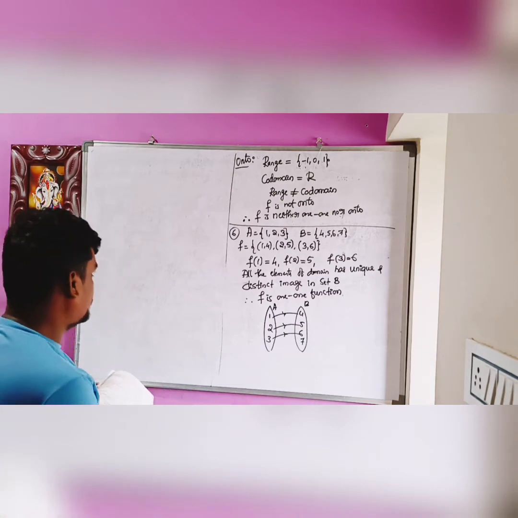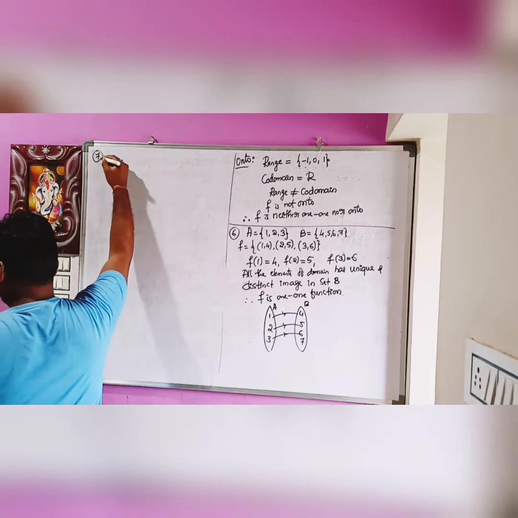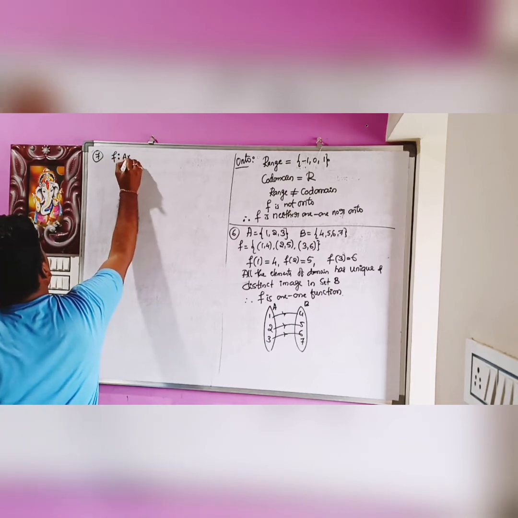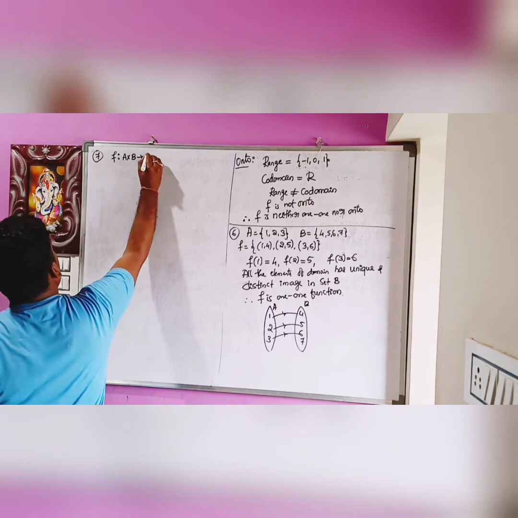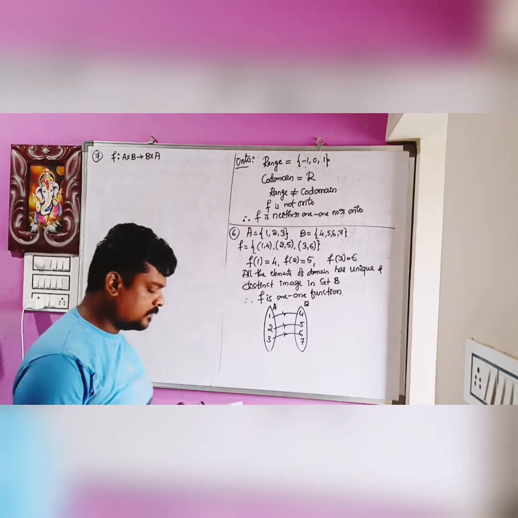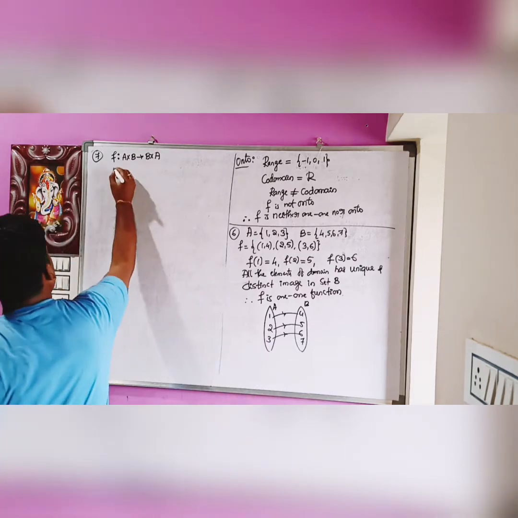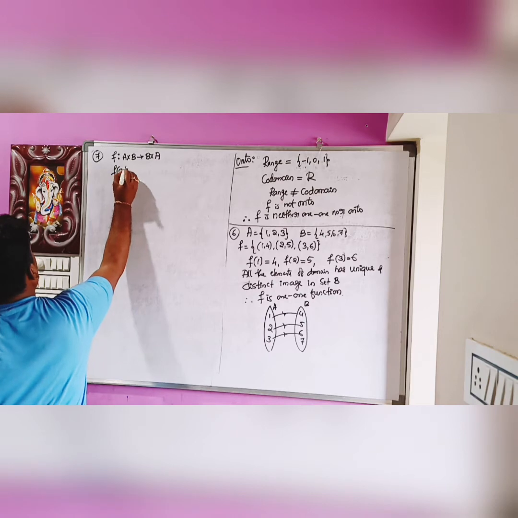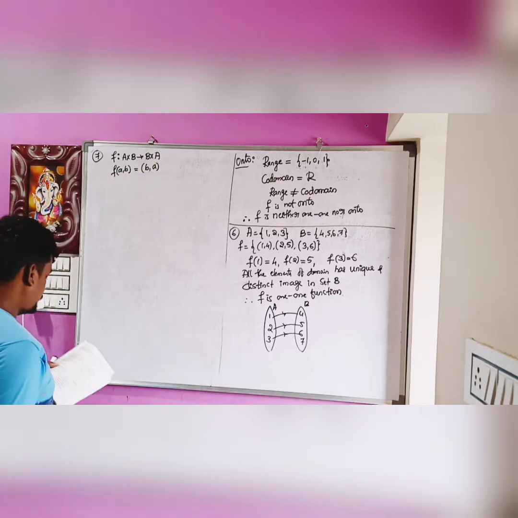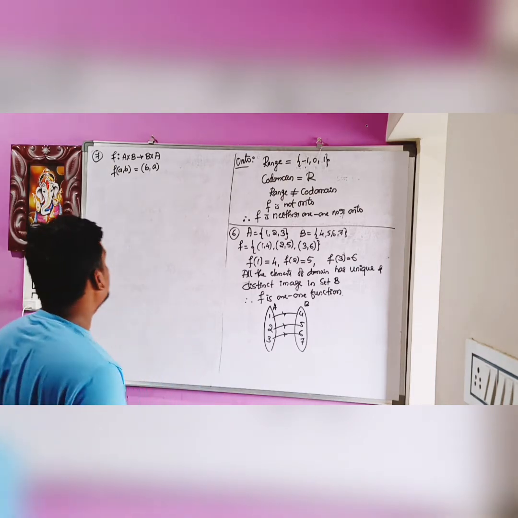Next, question number 7. A function F from A cross B to B cross A, F of (a, b) is equal to (b, a), is a bijective function. Show that it is a bijective function.